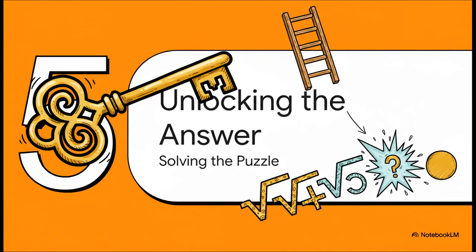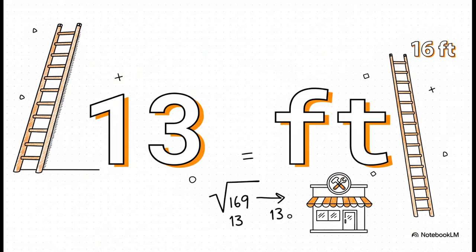All right, we've learned the definition, the rules, some pro tips. We have forged the key. So let's go back to our ladder puzzle and finally unlock the answer. We were stuck with c squared equals 169. So what's the principal square root of 169? It's 13. The exact ladder length we need is 13 feet. So when we're back at that hardware store, the 16-foot ladder is the one we're going to buy.